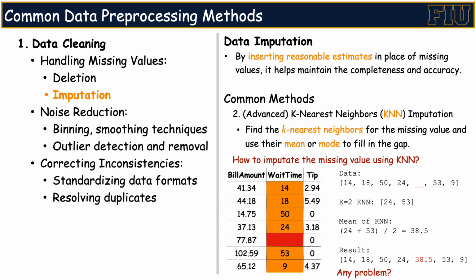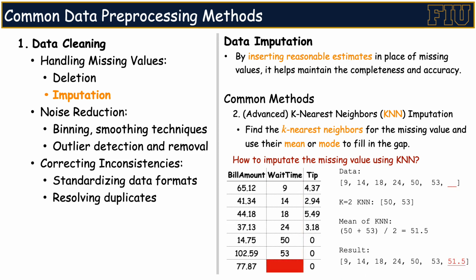To fix this, we need a more comprehensive approach that uses all available features to identify logical neighbors for the missing value. Furthermore, if the dataset has the wait time feature sorted, as shown in the figure, can we directly apply KNN to solve this problem? The answer is no, because we don't know the exact position of the missing value.